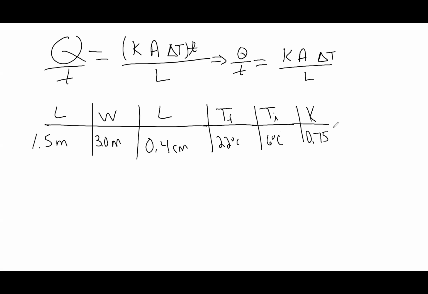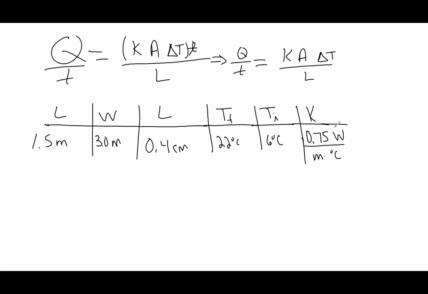0.75 watts per meter degrees Celsius. Now you notice earlier when I gave you a value for the thermal conductivity, I said joule per second, because a joule per second is a watt. And that's why we can give it in that form also.